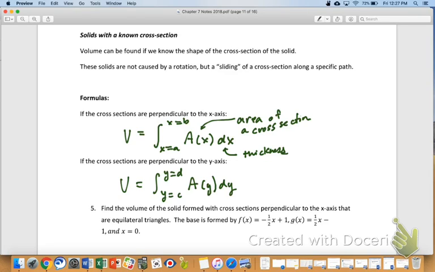What do you guys think? So what could the A of x be? Let's explore this briefly. What if the cross sections were triangles? What could A of x be?